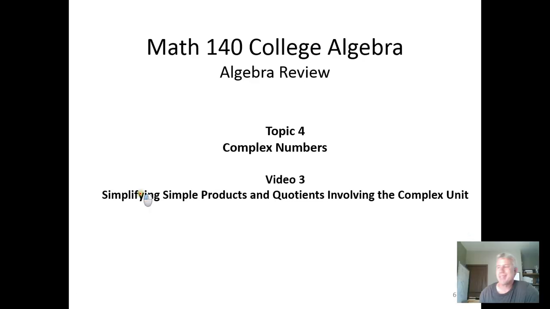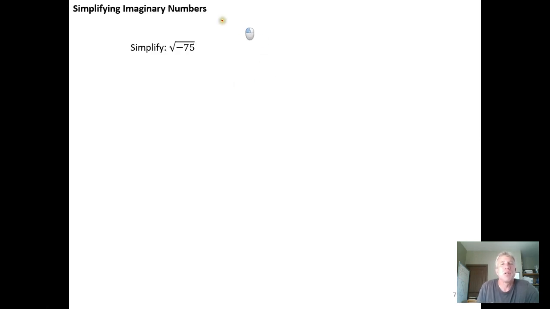So in this video, we're going to look at simplifying simple products and quotients that involve the complex unit or complex numbers. So here we'll start with something very simple. We have the square root of negative 75 and we are asked to simplify this. So I'm going to start with the square root of negative 75.